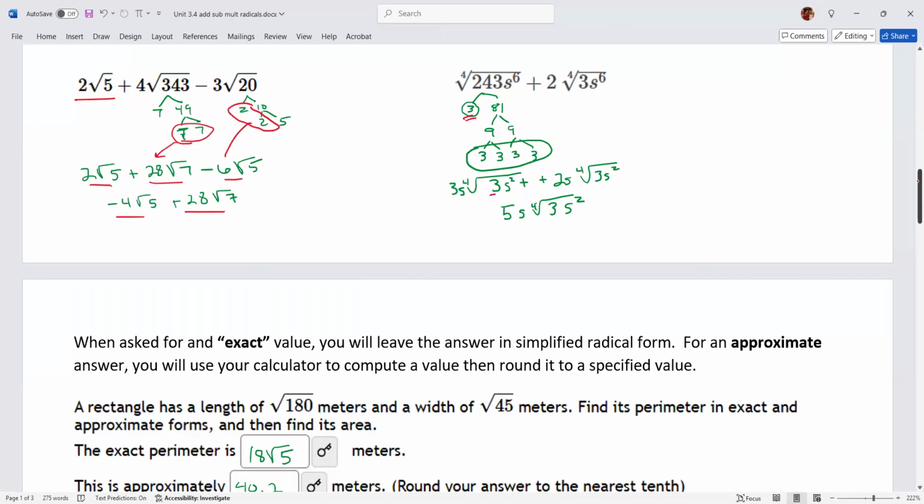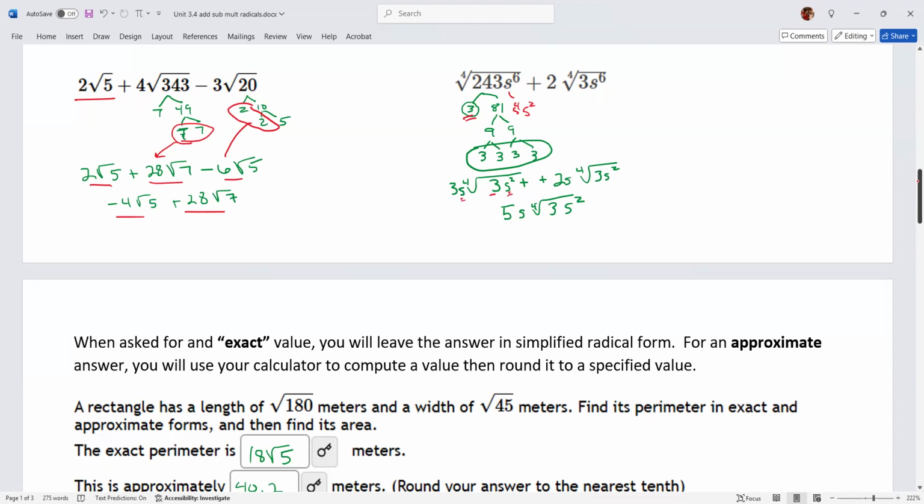And then s to the sixth can be broken down. I didn't show it, but that can be s to the fourth times s squared. S to the fourth is a perfect fourth root, so out comes the s right there. And then the s squared stayed on the inside.